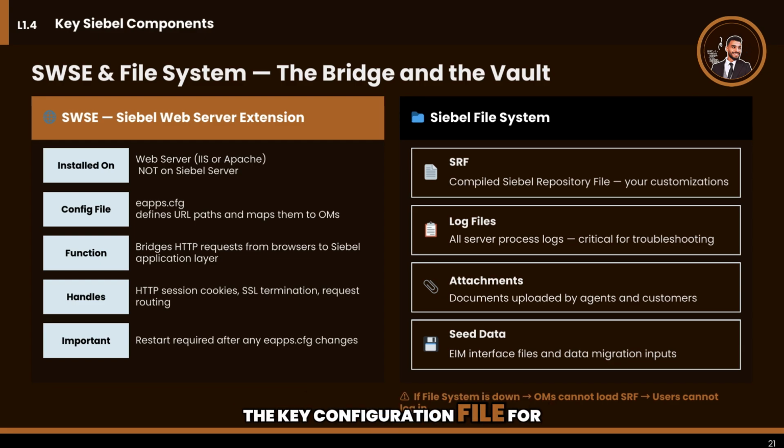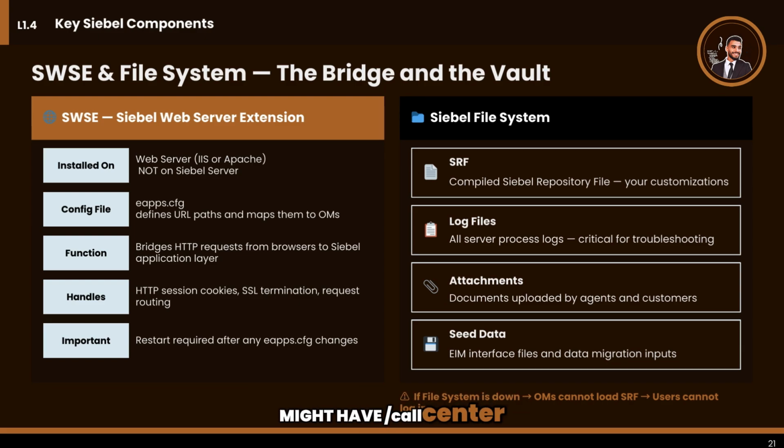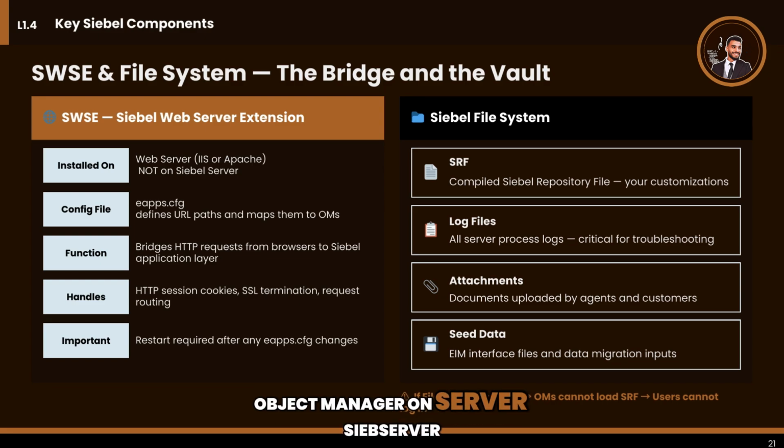The key configuration file for SWSE is called eapps.cfg. This file defines the URL paths for each Siebel application and maps them to the corresponding object manager on the Siebel server. For example, you might have /callcenter in the URL path mapped to callcenterObjMgr on server SIEBSRVR1. If you need to add a new Siebel application or change which server handles a URL, you edit eapps.cfg and restart the web server.